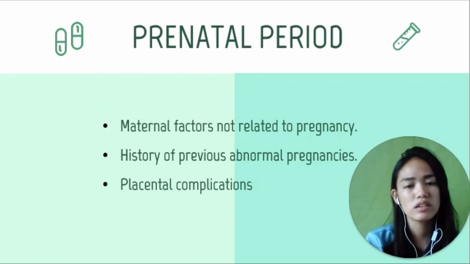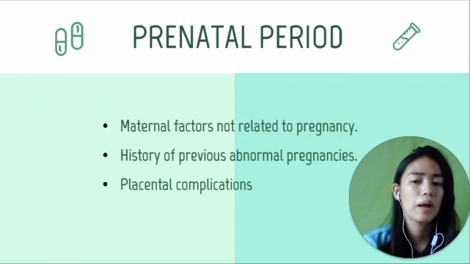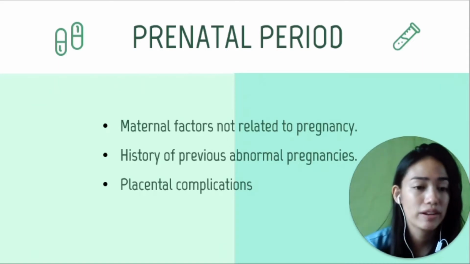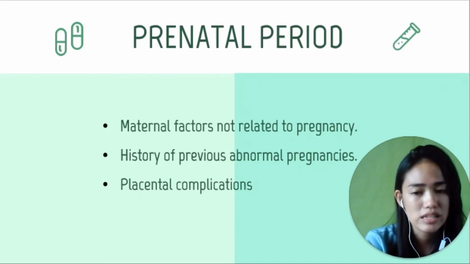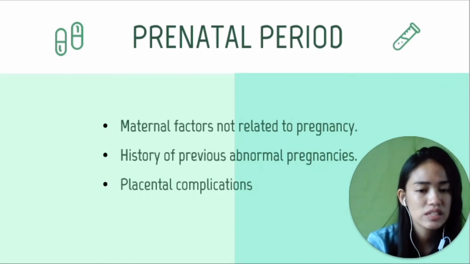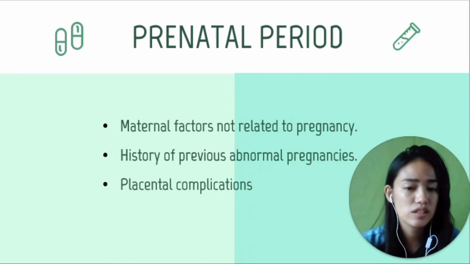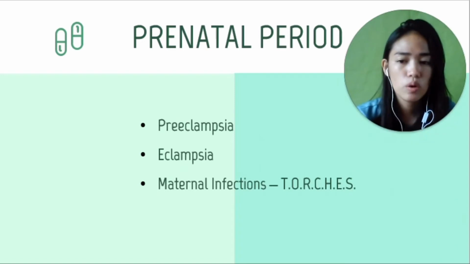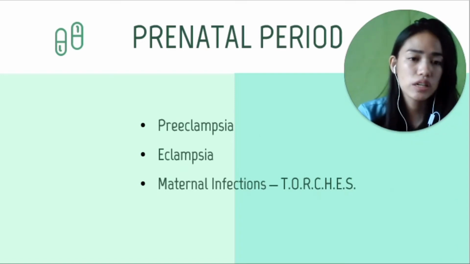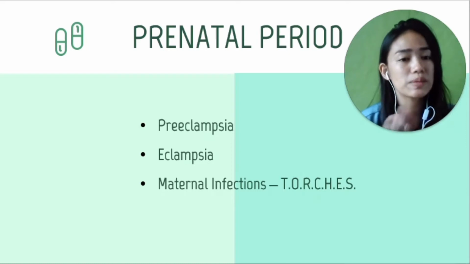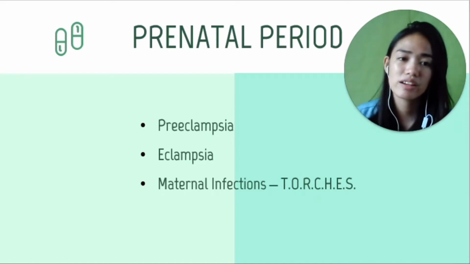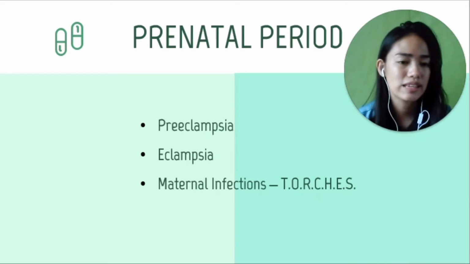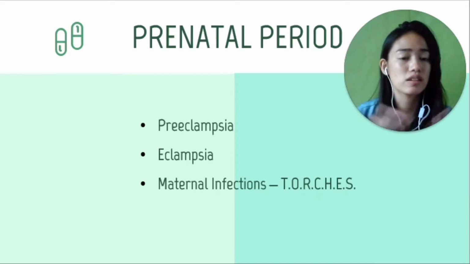We also have histories of previous abnormal pregnancies and placental complications, which usually happen in the third trimester of pregnancy and are characterized by bleeding and placental insufficiency, and risk factors include multiple pregnancies. Next, we have preeclampsia. This is a toxic condition which develops in the late pregnancy stage and is characterized by a sudden rise of blood pressure levels, excessive weight gain, generalized edema, severe headache, and visual disturbances of the pregnant mother.